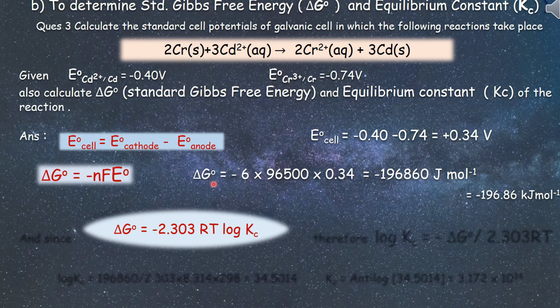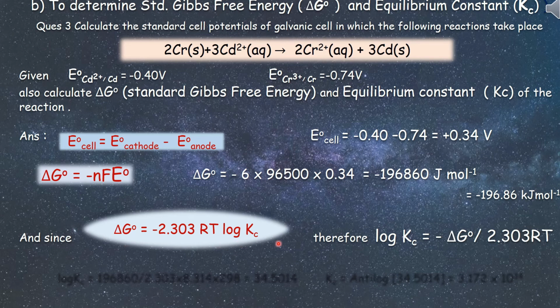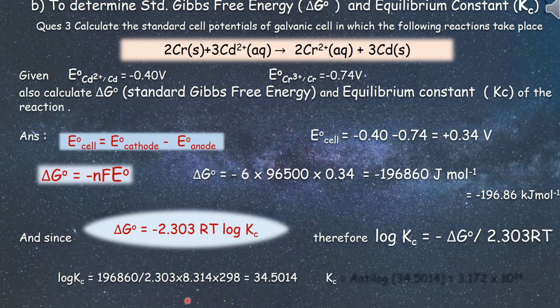Delta G0 is equal to minus nFE0. Therefore, you have to simply substitute for this value. n in this case is equal to 6. The number of electrons involved in the reaction is equal to 6. So we calculate delta G0, and from the delta G0 we can calculate the equilibrium constant, because delta G0 is equal to minus 2.303 RT log Kc.